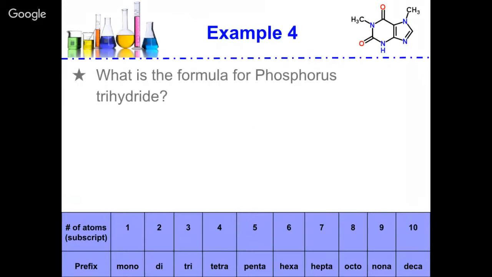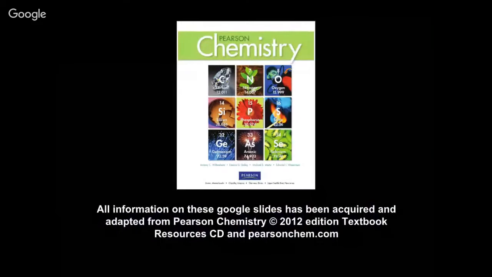And let's look at the last. What is the formula for phosphorus trihydride? There's no prefix in front of phosphorus, so we know that there's 1 phosphorus in this formula. And trihydride is 3 hydrogens, so PH3. And that's how you name molecular compounds. Pretty straightforward and easy. The only thing I could suggest for you is to make sure that you know all of your prefixes. And that is the end.